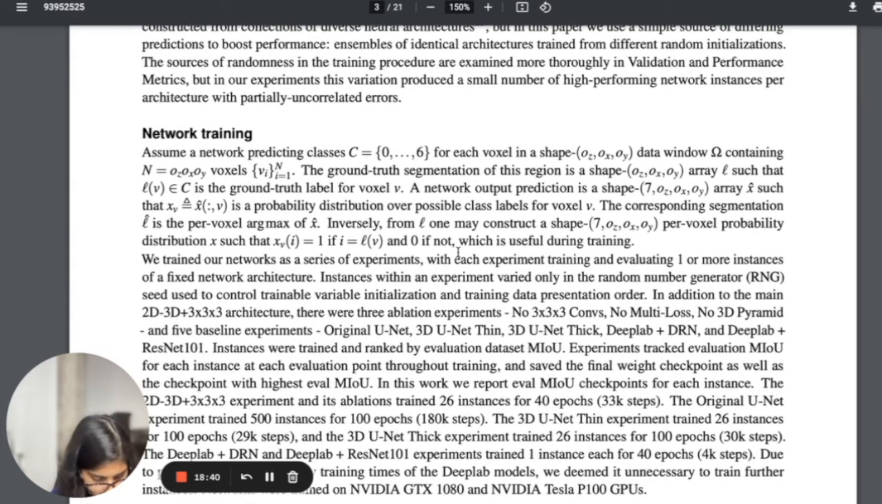Now, after that, what does it talk about? It also talks about the per voxel probability. And so it's basically using argmax, which is like an activation function, to find the maximum value of those probabilities and see which class it belongs to. And so that's basically how they train it.